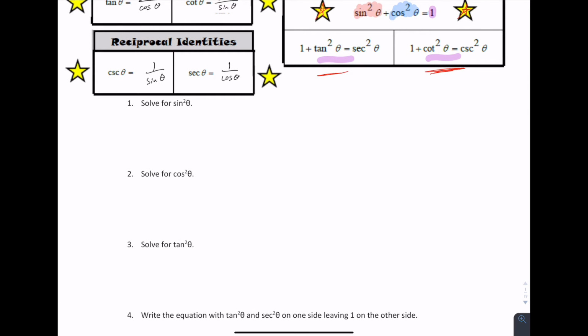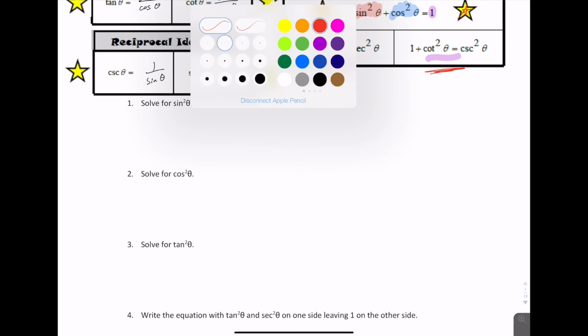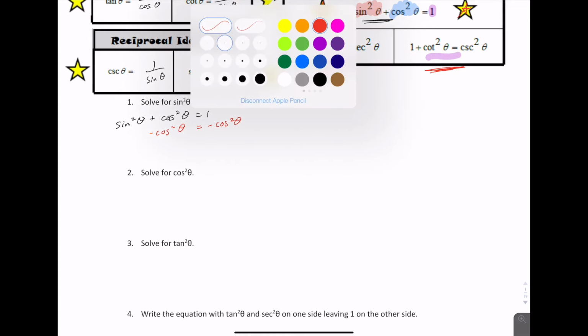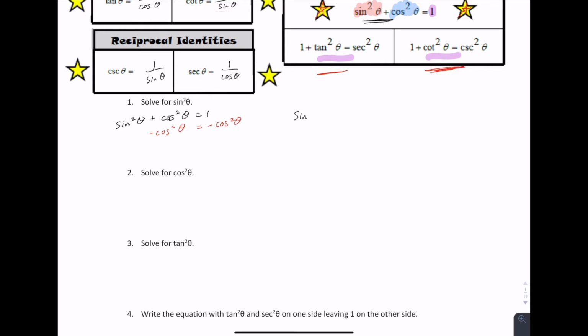All right. So now for the next couple of examples, we will solve for sine squared. So let's go ahead and write down the one that has sine squared, which is sine squared theta plus cosine squared theta equals 1. So to solve for sine squared, literally just subtract cosine squared from both sides. So then now sine squared theta equals 1 minus cosine squared theta. Okay, and we're done with that one, number 1.